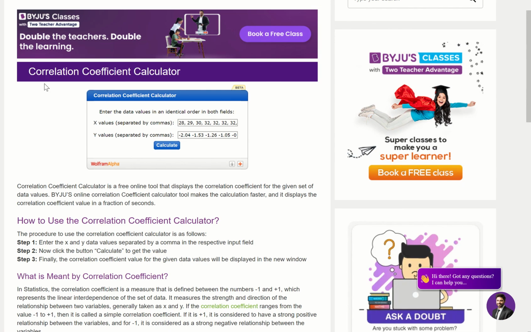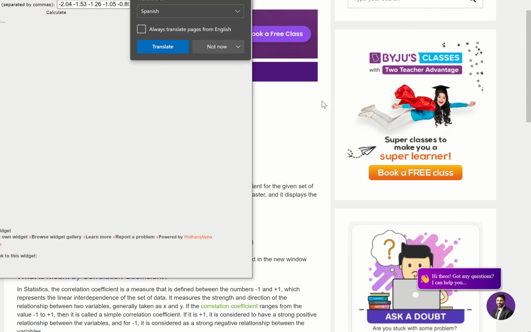Okay, so I went ahead and used another correlation coefficient calculator. I put in the X values here, separated by commas, and then I put in the Y values. The Y values are the Z scores that we got earlier. Remember, we got a Z score of negative 2.04 and so on. These are the Z scores from the second test. So we calculate it and see what we get.